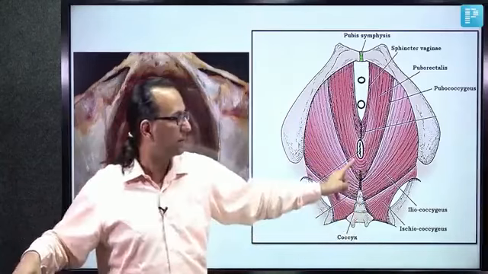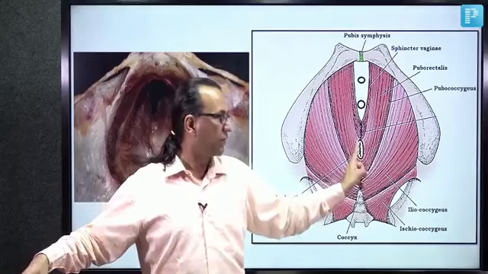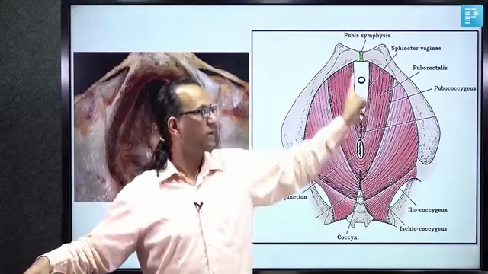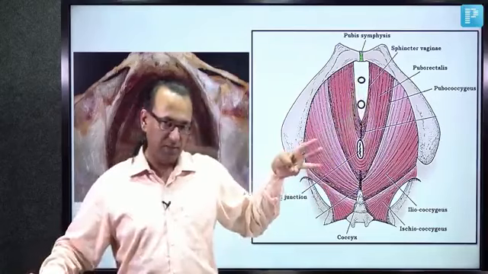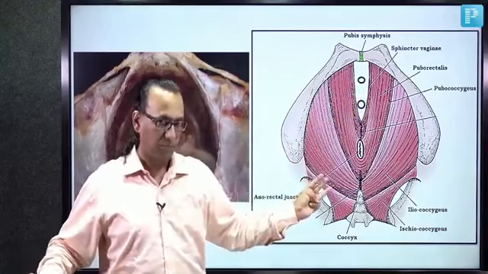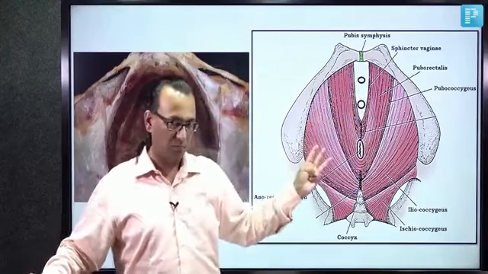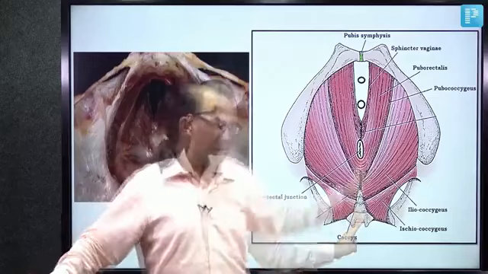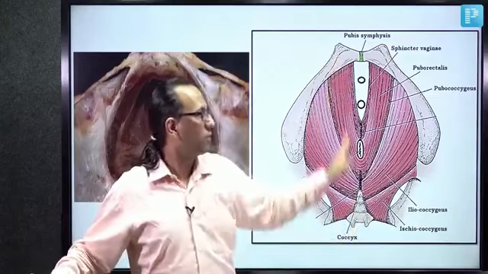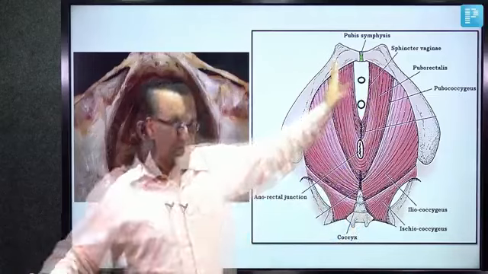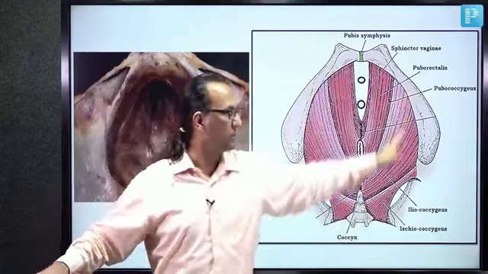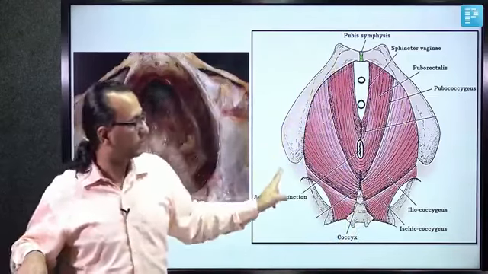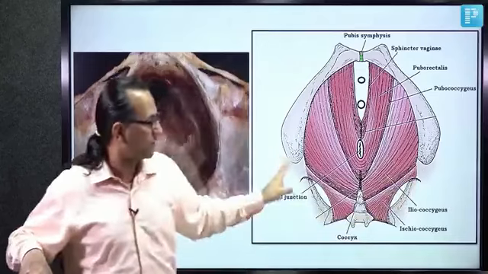Since it is a female, there will be three openings: anus, and in front of that is the vagina, and in front of that is the urethra. So what are the three muscles contributing to the pelvic diaphragm? They come from three parts of the hip bone towards the coccyx bone. You will see this is the pubis bone giving the pubococcygeus muscle. This is the ilium bone giving the iliococcygeus muscle. And then this is the ischium giving the ischiococcygeus muscle here.